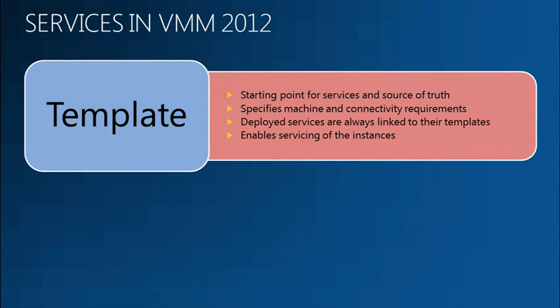So in VMM 2008 R2, clearly we had virtual machine templates. And a virtual machine template was really a combination of 3 things. It was a disk, one or more disks. There was a hardware profile, which, just like it sounds, defines the hardware characteristics of the virtual machine, memory, processors, NICs, and so forth. And finally, a guest OS profile.